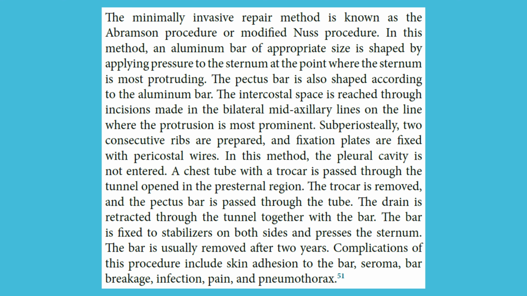A chest tube with a trocar is passed through the tunnel opened in the presternal region. The trocar is removed, and the pectus bar is passed through the tube. The drain is retracted through the tunnel together with the bar. The bar is fixed to stabilizers on both sides and presses the sternum. The bar is usually removed after 2 years. Complications of this procedure include skin adhesion to the bar, seroma, bar breakage, infection, pain, and pneumothorax.